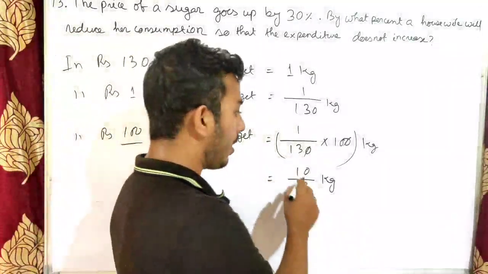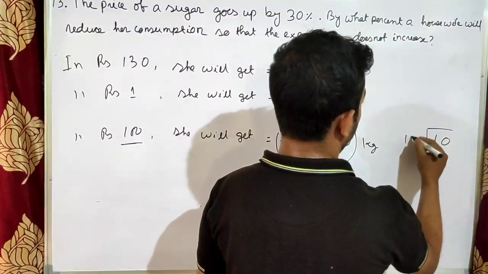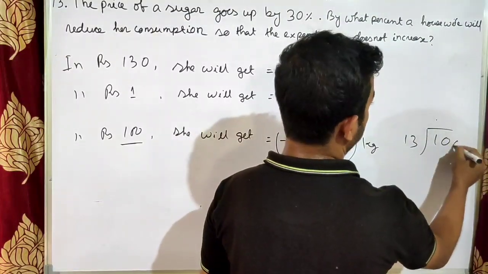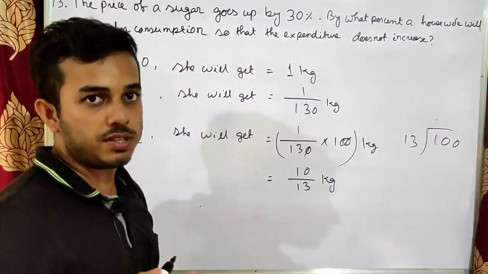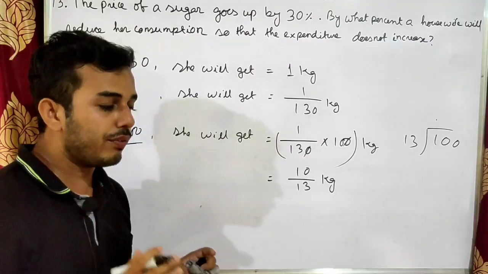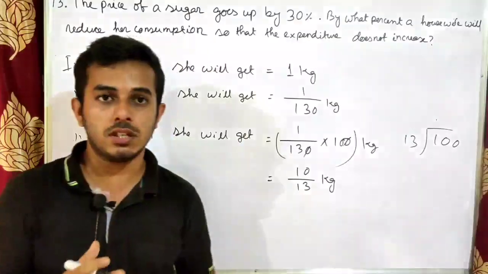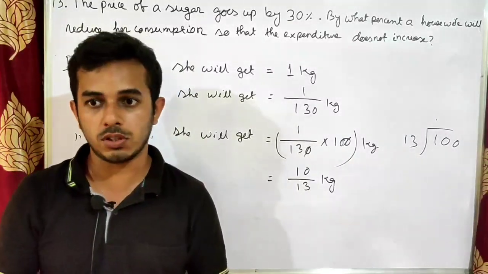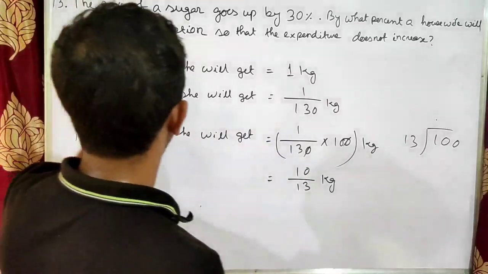Because 10 out of 13, if you divide 10 with 13, the result will be like this: 10 divided by 13, 0.something. The result will be in point, isn't it? But earlier we had 1 kg. So now can we find how much she had to reduce in her consumption? So we'll write reduction in consumption.